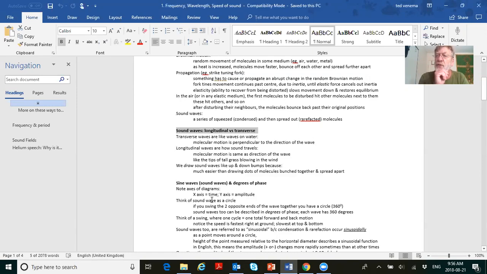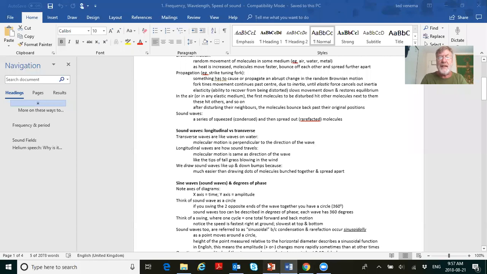Longitudinal versus transverse. Transverse waves or longitudinal waves. You've got two kinds of waves, okay? Water waves are transverse. Water waves go up and down, and the direction moves. But the up and down is perpendicular to the direction in which the wave is moving. Think about that. Transverse water waves. The waves of the ocean or lake, they're coming toward you, but they're also going up and down. And the up and down is perpendicular to the direction in which the wave is traveling.